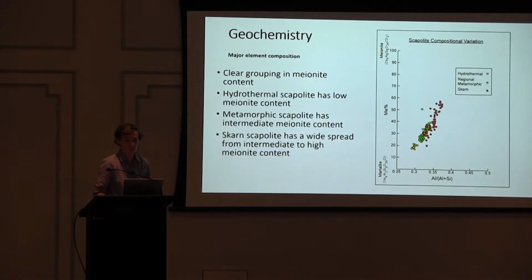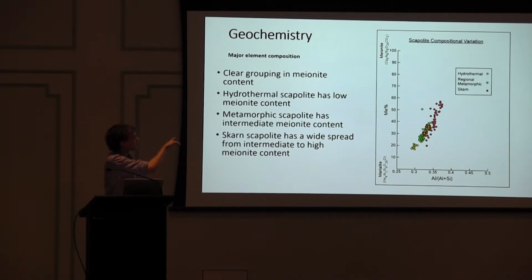Just to move on to a bit of the geochemistry that we did in this study, this figure up here depicts the major element chemistry of scapolite. On the y-axis is the solid solution between the two main end members of scapolite: marialite, a sodium chlorine end member, and meionite, a calcium sub-carbonate end member. What we see is some quite distinct groups between the three generations identified in the petrography. We see hydrothermal scapolite plots quite far towards marialite.